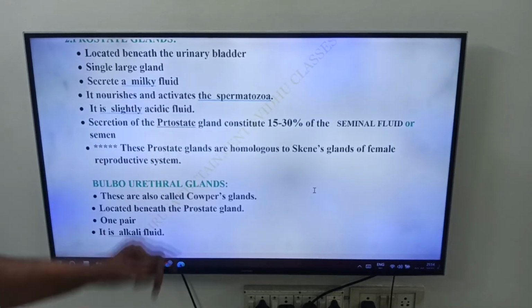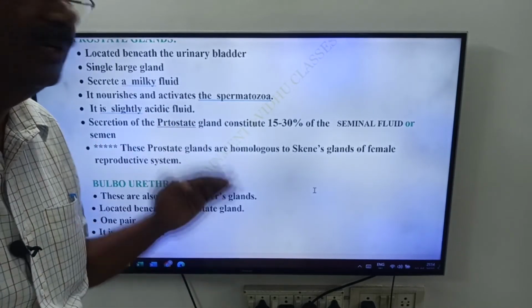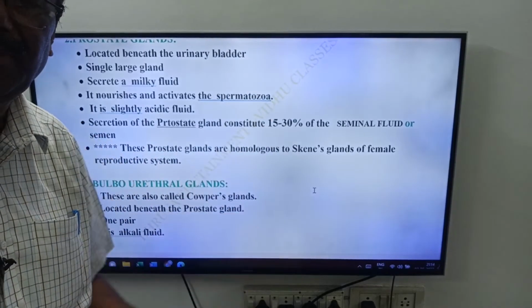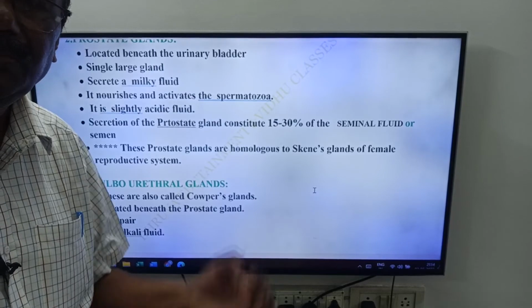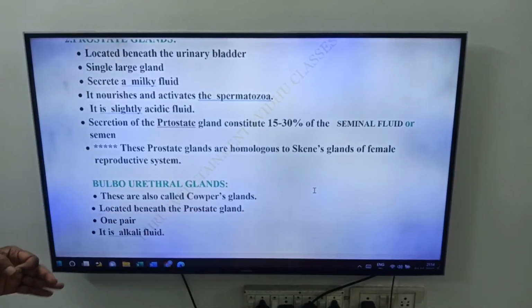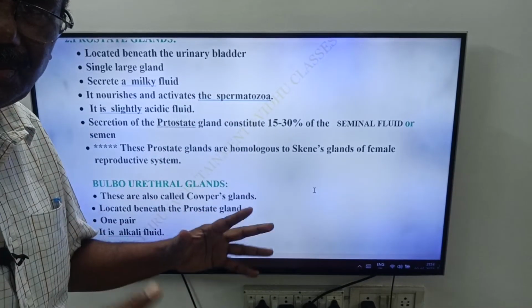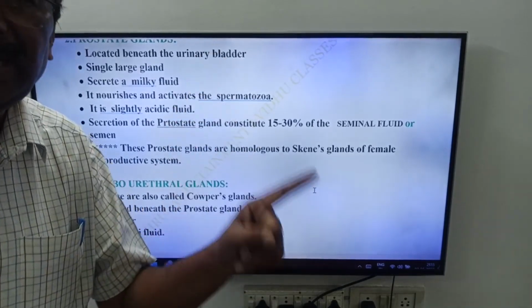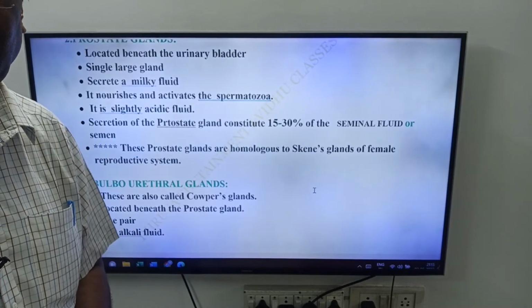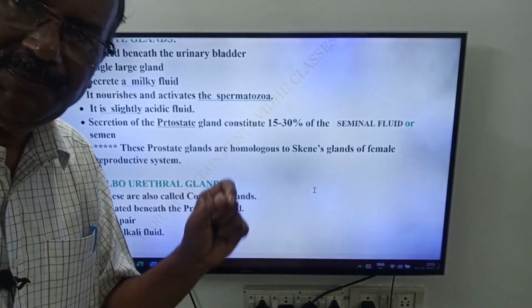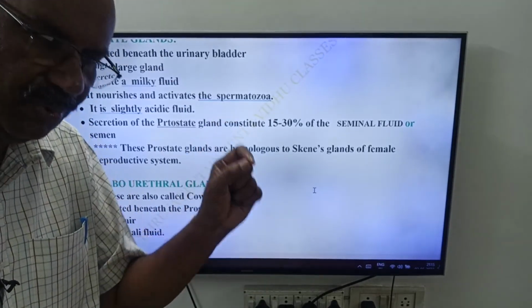These prostate glands, very important friends, are homologous to the Skene's glands of the female reproductive system. Friends, prostate glands are homologous to what? The Skene's glands of the female reproductive system. The secretion of the prostate gland constitutes 15 to 30% of the semen or seminal fluid.